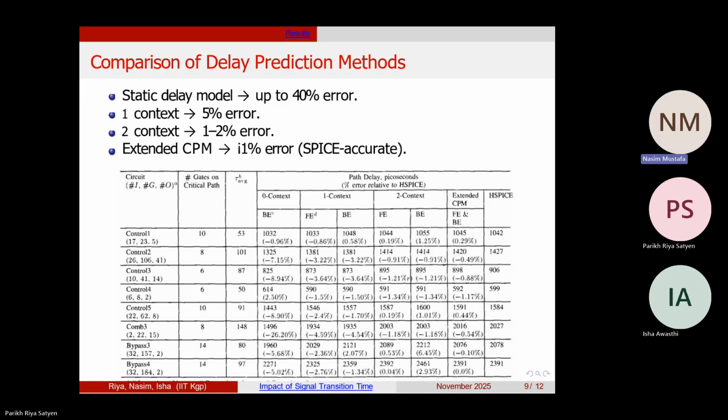Whereas the extended critical path method, which explicitly tracks both arrival time and transition time through the network, delivers the best accuracy, under 1% error, essentially matching SPICE. Therefore, the key message here is that capturing input slope effects locally gives you most of the benefit without needing heavy full time domain simulations.